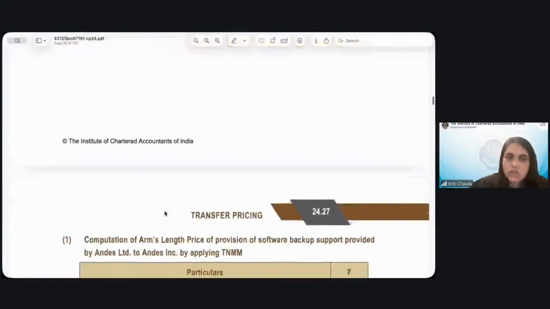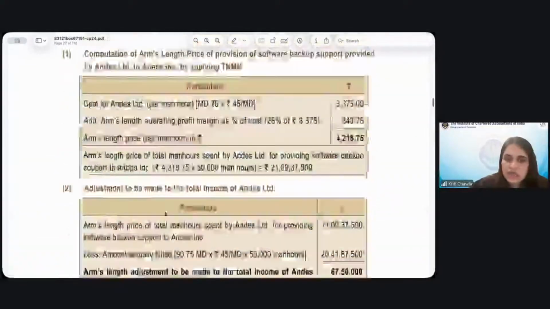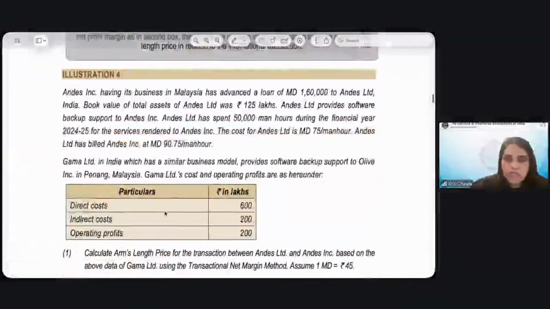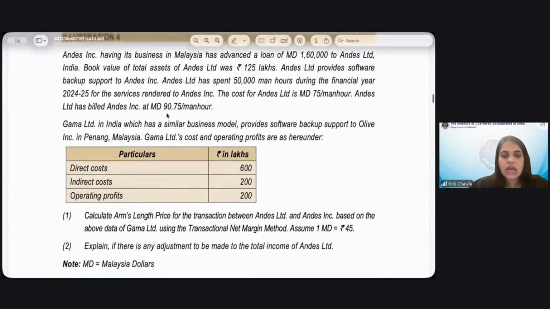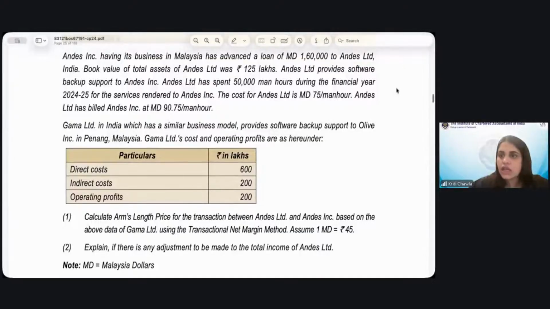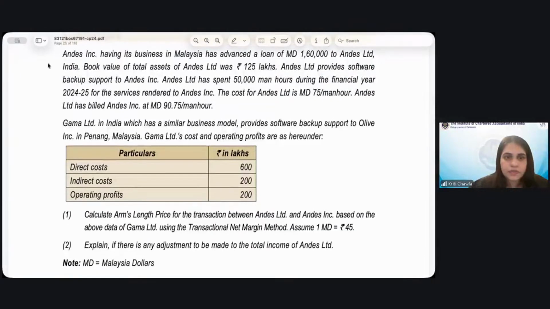So what I'm going to do is now discuss this particular question on the TNMM method. So this is how the question really looks like. Let's take 2 minutes and just read through the question very, very quickly. Just read through the question, then I will discuss the question in detail with you guys.